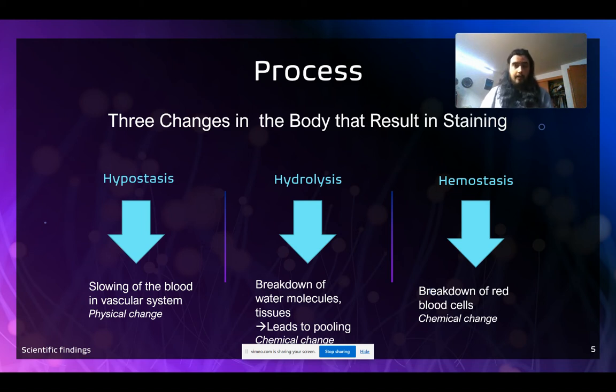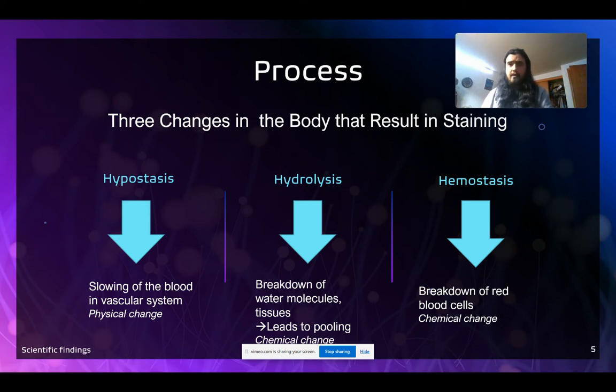Hydrolysis is the next type of change that happens in the human body that results in staining. Hydrolysis is a breakdown of water molecules that eventually breaks down the veins, tissues, and arteries in the human body. This is a chemical change, so this is something that is not reversible. And this pooling eventually enters into the tissues and begins to darken the discoloration we've begun to see with hypostasis.